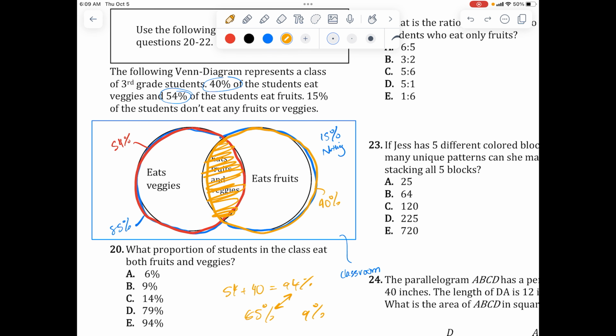If you were to remove what's being counted twice and just count it once, then the values would be the same as the total percentages. But if you identify what the difference is, that'll tell you what's being counted twice. That's 9%. So 9% eat both fruits and veggies. Okay?